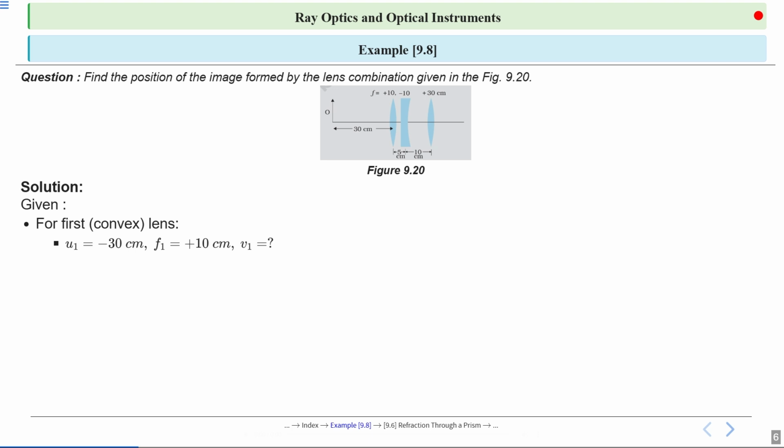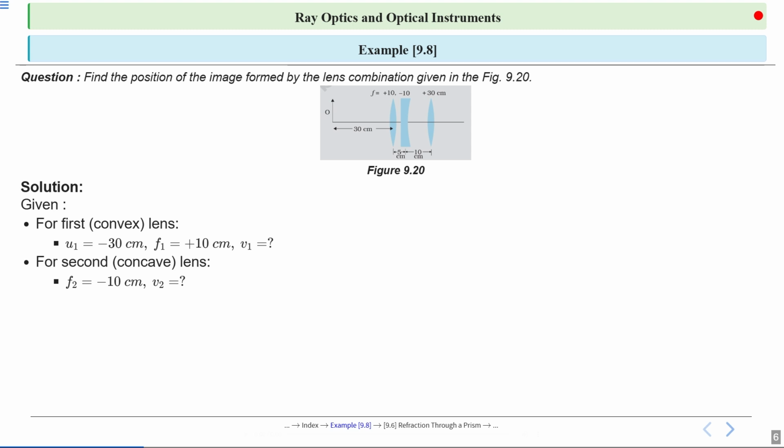Now let's move on to the second lens in the combination, which is a concave lens. We will need to consider its properties as well. So focal length f2 is known to us for the concave lens, which is minus 10 centimeter, and we have to find the image distance, or the location of the image formed by the concave lens.